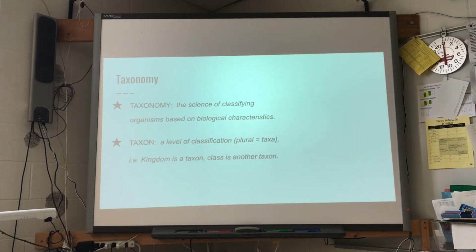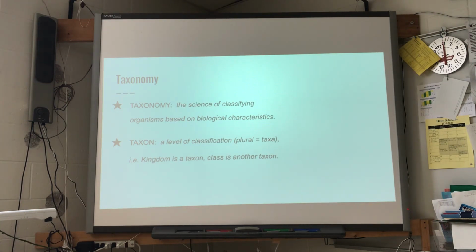So when we talk about how we classify organisms, the science of classifying is called taxonomy. Taxonomy is the science of classifying organisms based on biological characteristics. There are different ways we can classify things, but this type of classification system is based upon characteristics that organisms share in common, or certain traits. A taxon is a level of classification. It's on the next slide.